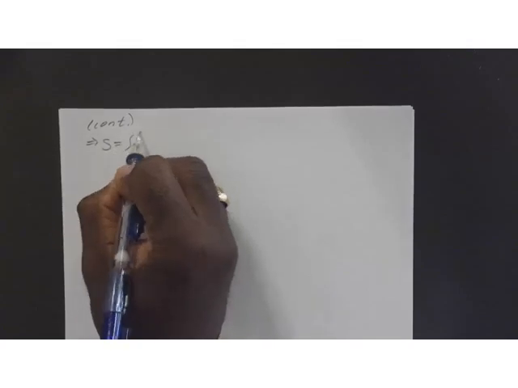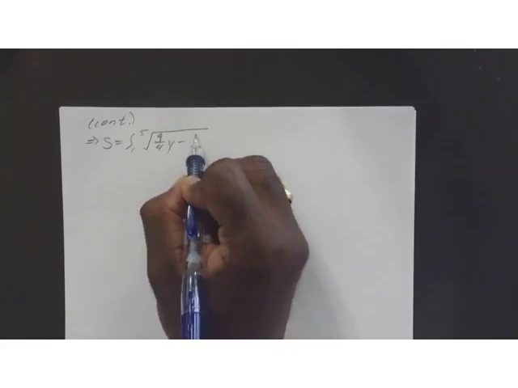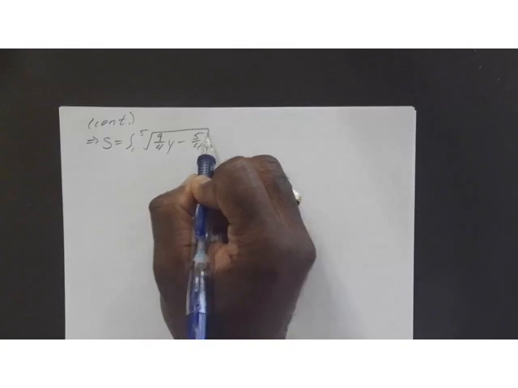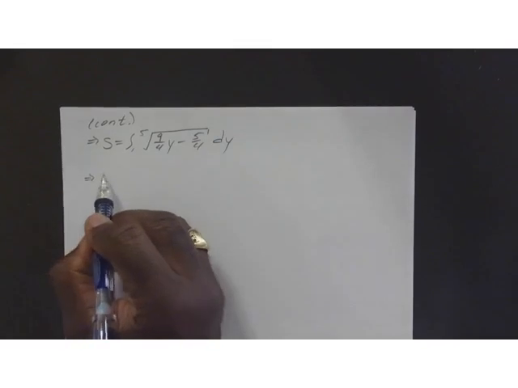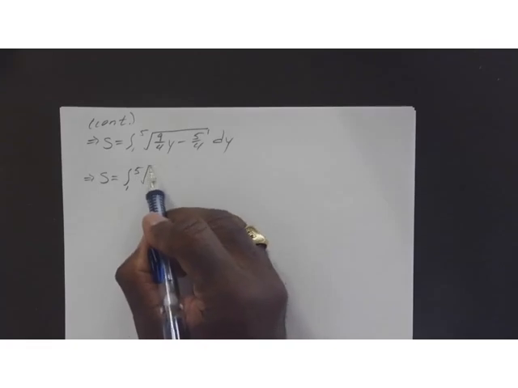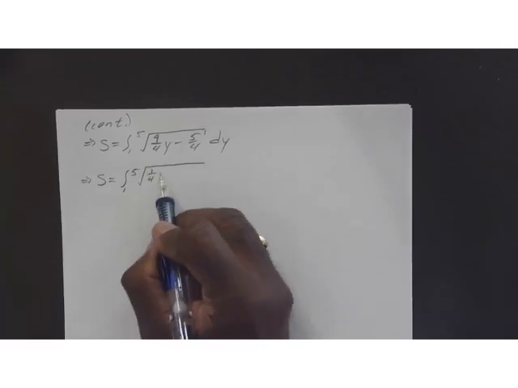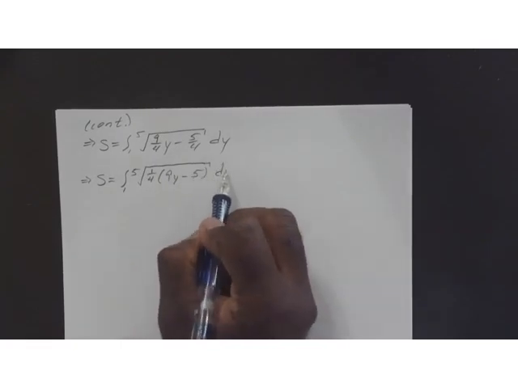Is equal to the integral from 1 to 5 of the square root of 9/4 y minus 5/4 dy. Here we go. Okay, so both of those, just to simplify it a little bit, we can factor out a 1/4: the integral from 1 to 5 of the square root of 1/4 times (9y minus 5) with respect to y.